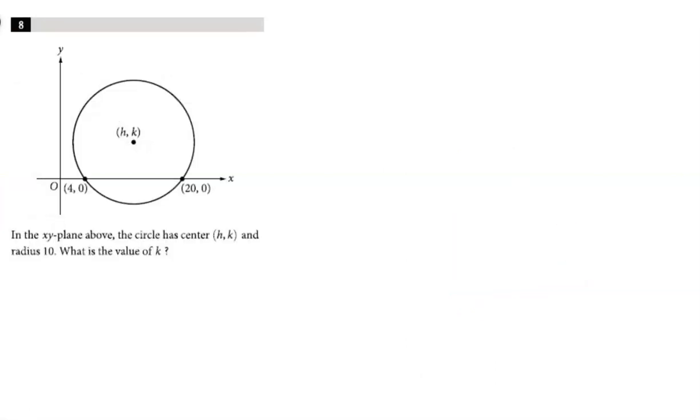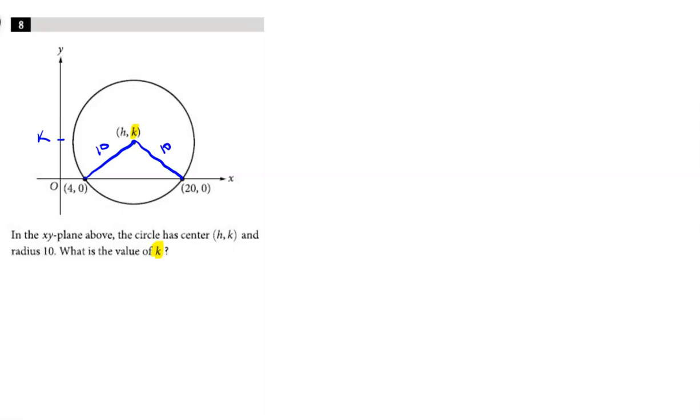Number 8, coordinate grid. We have a circle. We have a couple of crossing points. So it says the circle has a center of (h, k) and a radius of 10. What is the value of k? So ultimately, k represents the y value, or the height. So I'm trying to figure out how far up this thing goes. The only clue they really give me was that the radius was 10. So I'm going to draw a radius in here of 10. I'm going to draw a radius in here of 10.